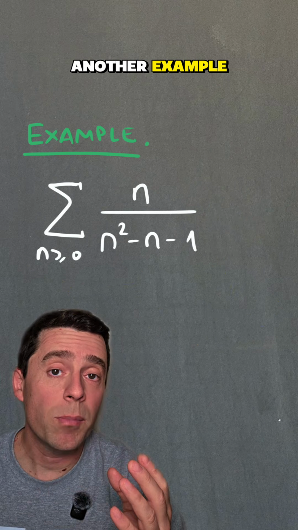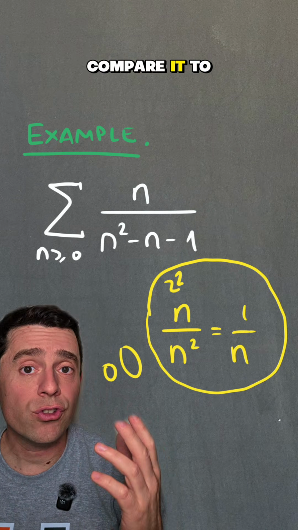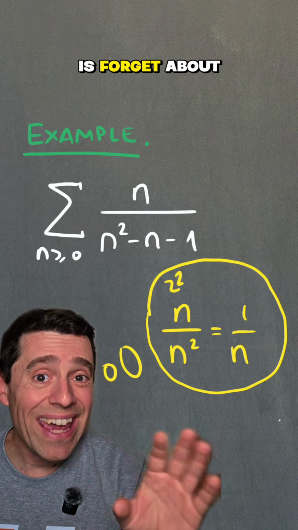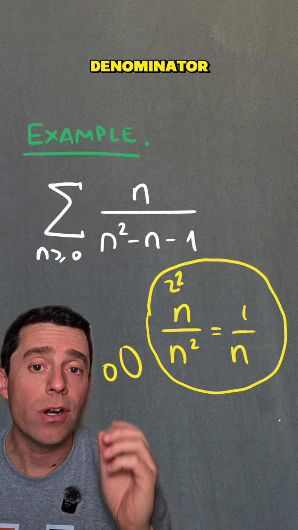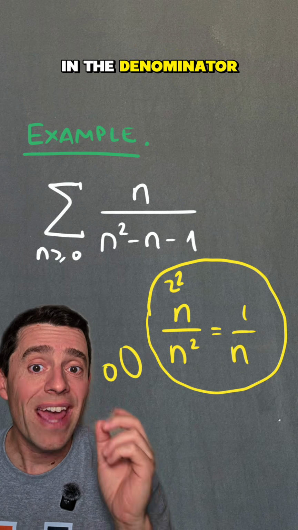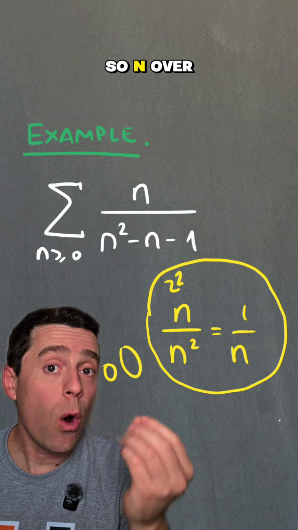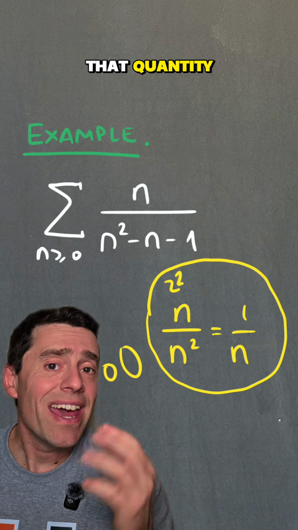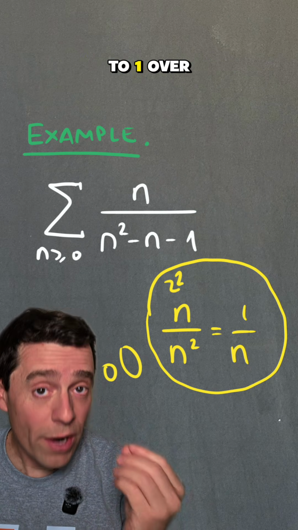Let's look at another example that is a little bit more complicated. To find a different series to compare it to, what I do is forget about smaller order terms in numerator and denominator. So in particular, in the denominator, n squared is much larger than n or 1, so n over that quantity is approximately n divided by n squared, which is equal to 1 over n.